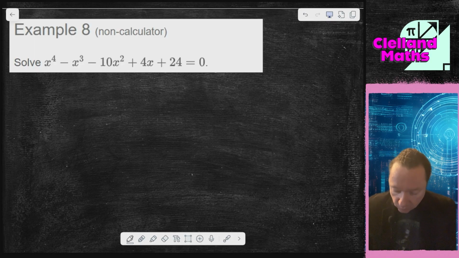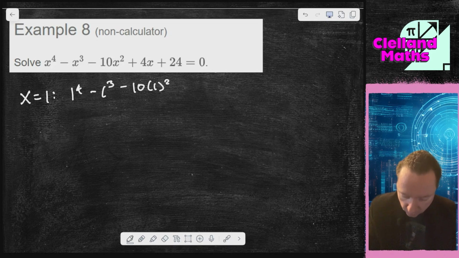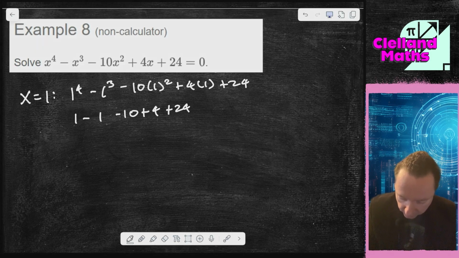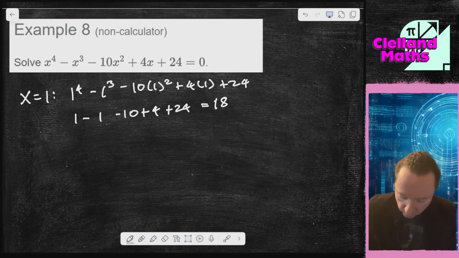Example 8, we have to solve this one equal to 0, so we need to find numbers that go in. So let's try x equal 1. 1 to the 4 minus 1 cubed minus 10 times 1 squared plus 4 ones plus 24. 1 minus 1 minus 10 plus 4 plus 24. Well, that's not going to be 0 because that's 24 minus 10 is 14 plus 4 is 18. So we try 2. Or minus 1 actually.